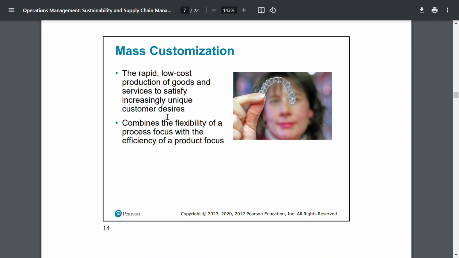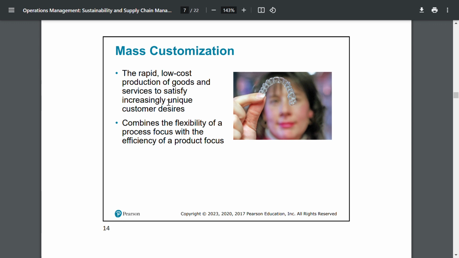And our other strategy is mass customization, and it's a rapid, so low cost production of goods. So it's a low cost mass customization, and it's rapid, very fast. It produces goods and services to satisfy increasingly unique customer designs. So yeah, and it combines the flexibility of a process focus with the efficiency of a product focus. So it takes the best of the two worlds, mass customization, and that's why we see that the mass customization companies are one among the most successful and that has the high market volume.